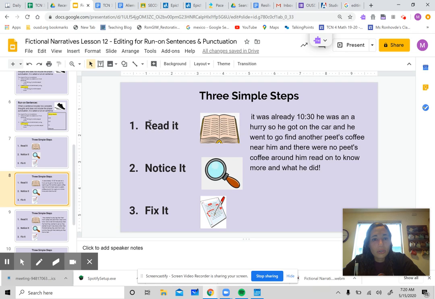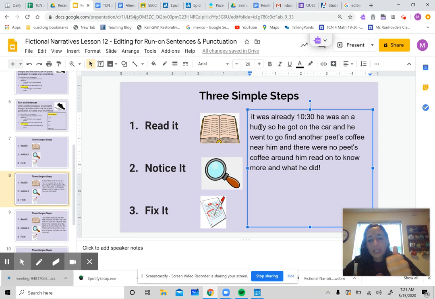So first we're going to do read it. And remember, you're going to put a thumbs up as soon as you notice it. So as I'm reading it, already have your thumb up if you notice something that we can edit either for capitalization or run-on sentence. Yep, a lot of you are already thinking the student needs to put a capital letter right here in the beginning of their sentence.